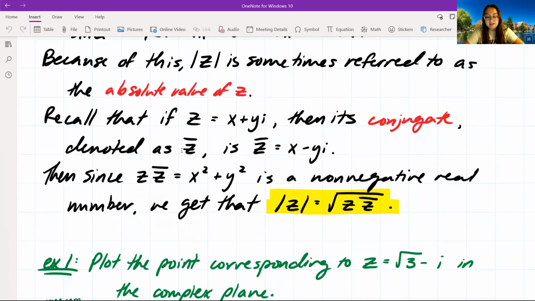Then recall that if z is equal to x plus yi, then its conjugate is denoted as z bar. It's z with a bar above it, therefore we call it z bar, and z bar is equal to x minus yi. So remember that the conjugate is just going to be the same values with the opposite sign. Then since z times z bar is equal to x squared plus y squared, which is a non-negative real number, we get that the magnitude of z would then be equal to the square root of z times z bar.